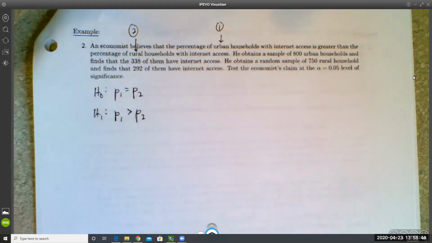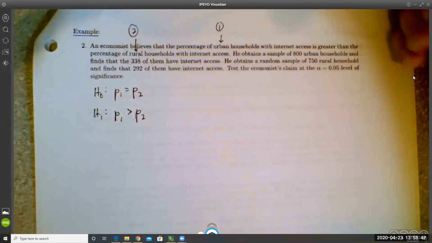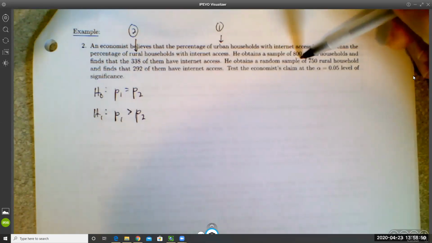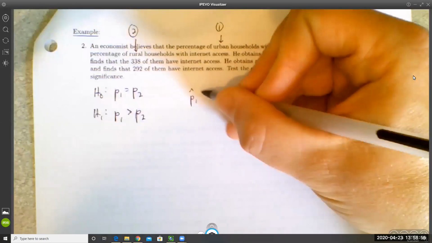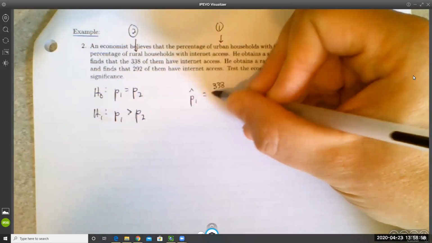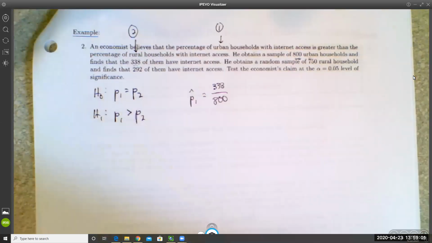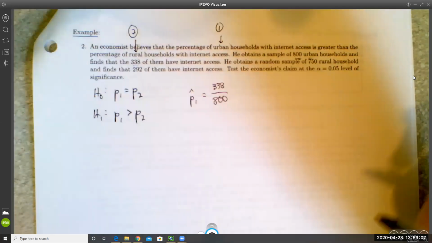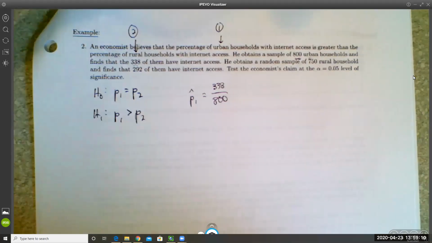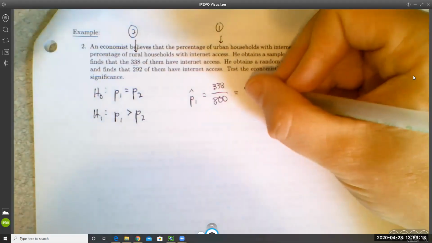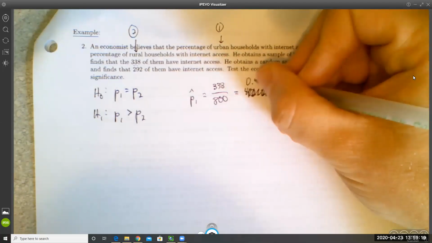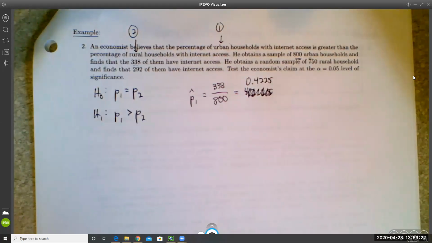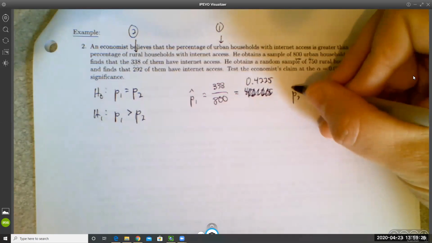Well, what evidence does he have to make this claim? For urban households, he sampled 800 households and 338 had internet access. So P1 hat would be 338 out of 800, and that's exactly equal to 42.25%. Oh, maybe I'll give it as a decimal, 0.4225. Okay, so there's P1 hat.